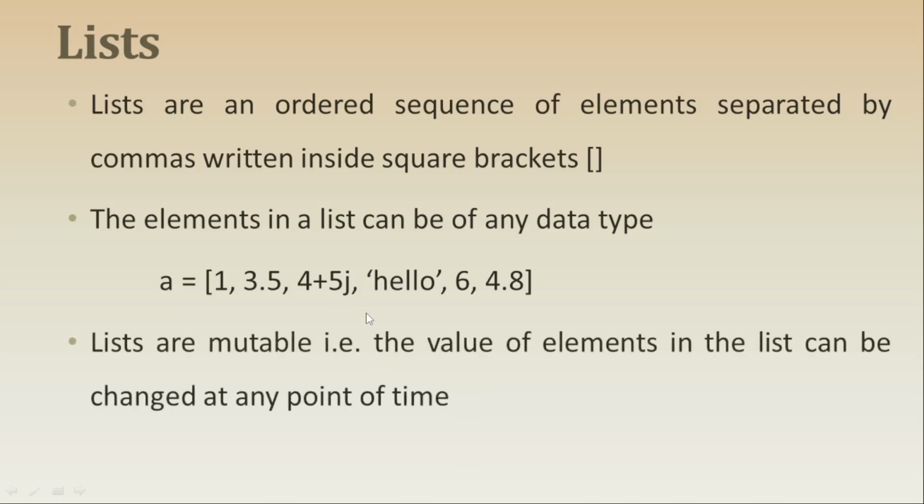Lists are mutable, which means that you can change any element in a list to a new value. You can change one particular element in a list to a new value at any point of time. We'll get into it when we see how to index a list. I'll show you with an example how to change particular values in a list.